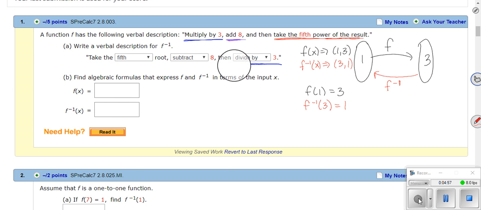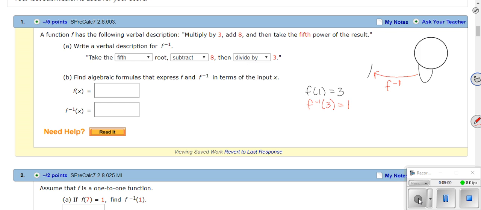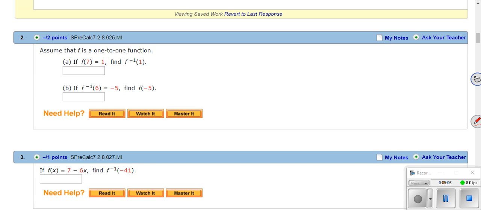I'm using Smart Ink here in WebAssign, so I've got to erase each section before I move on. Assume that f is a one-to-one function. If f of 7 is 1, find f inverse of 1. Well, I kind of already covered that in the first one.